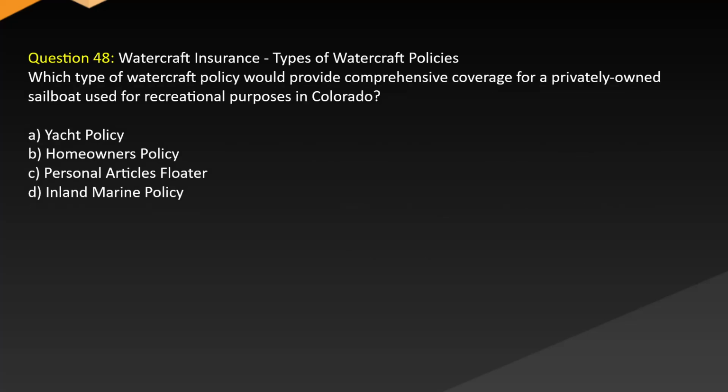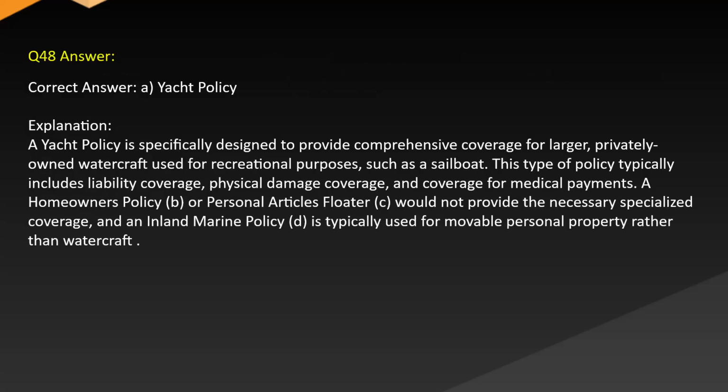Watercraft insurance. Types of watercraft policies. Which type of watercraft policy would provide comprehensive coverage for a privately owned sailboat used for recreational purposes in Colorado? A. Yacht policy. B. Homeowners policy. C. Personal articles floater. D. Inland marine policy. Correct answer: A.